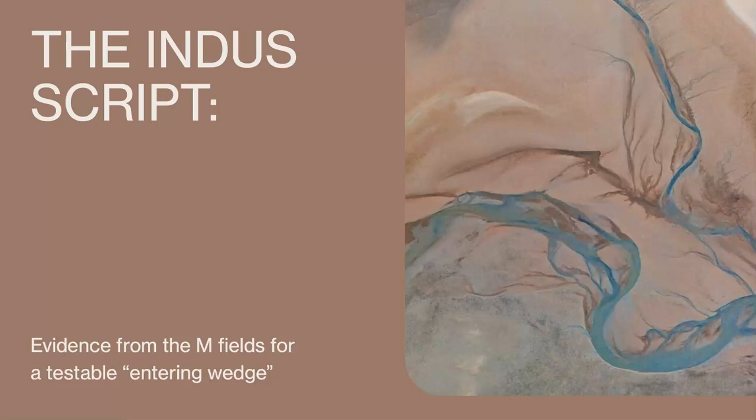Hello, this is lecture 6 of our series on deciphering the Indus script, and in this lesson we're going to show how we can use evidence from what we're calling the M fields for what I'm referring to as an entering wedge for decipherment. So before we start into that subject proper, just a very quick review of what we talked about in lecture 5 and some of the previous lectures.